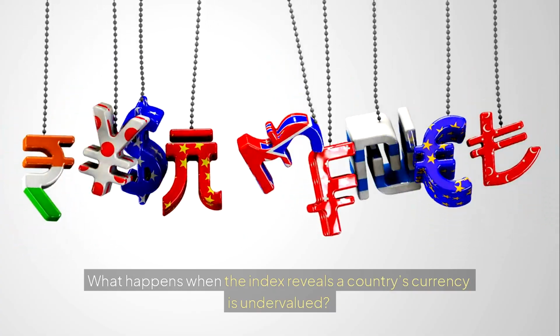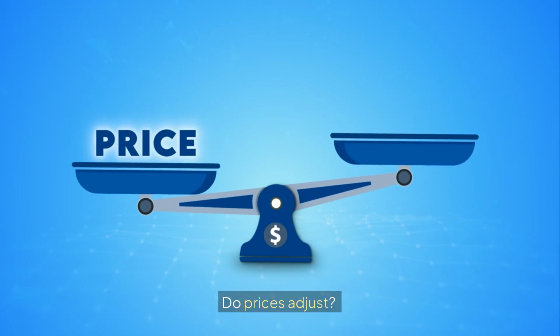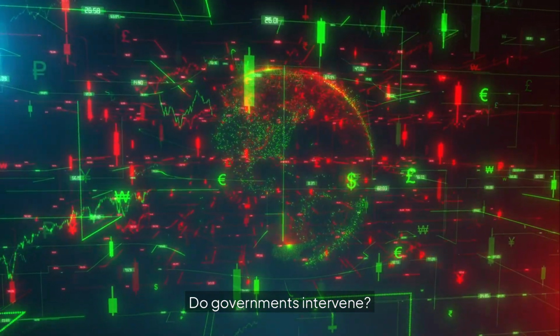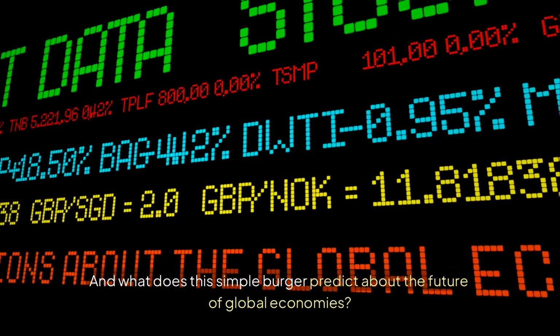But here's where things get interesting. What happens when the index reveals a country's currency is undervalued? Do prices adjust? Do governments intervene? And what does this simple burger predict about the future of global economies?